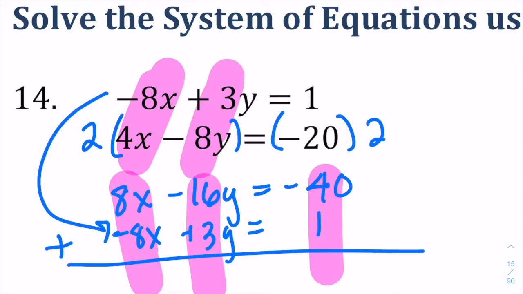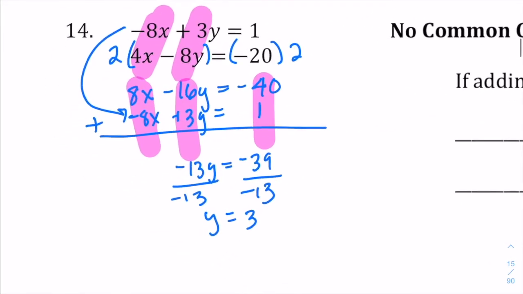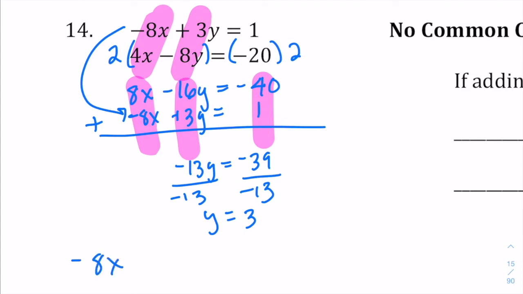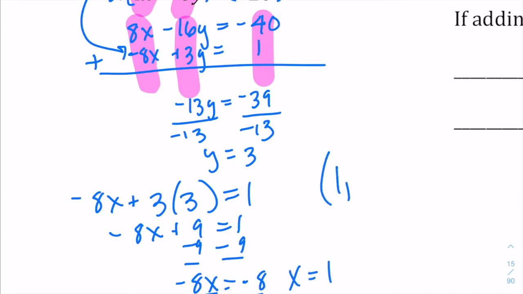So adding the x's, they're gone. Adding the y's gets us negative 13y equals negative 39 on the other side. Okay, we'll divide both sides by negative 13, and we get y equals 3. We can plug that back in. Negative 8x plus 3 times 3 equals 1. So negative 8x plus 9 equals 1. Subtract 9 from both sides. Negative 8x equals negative 8. Divide both sides by negative 8, and we get x equals 1. Great, so our solution is (1, 3).